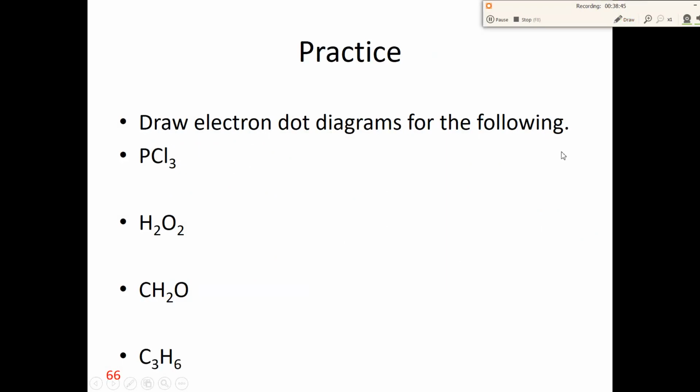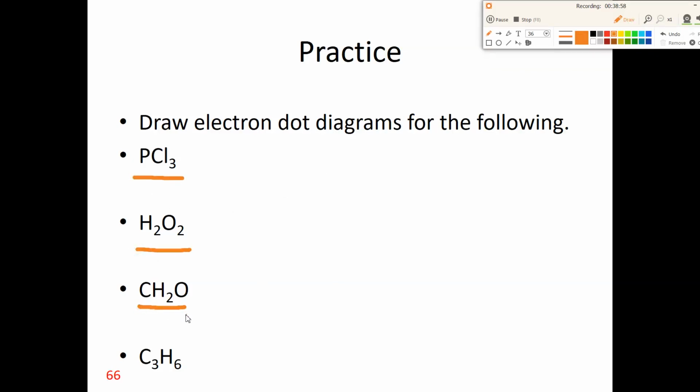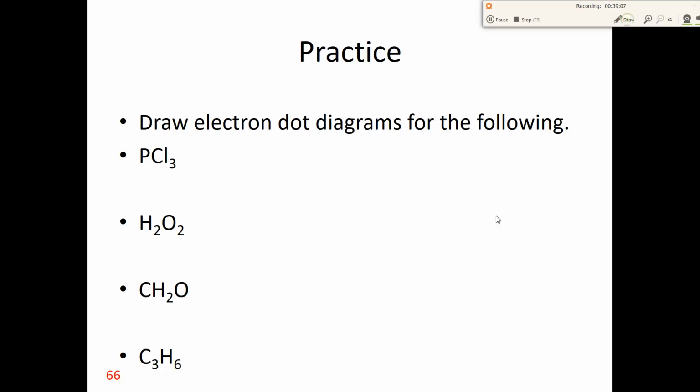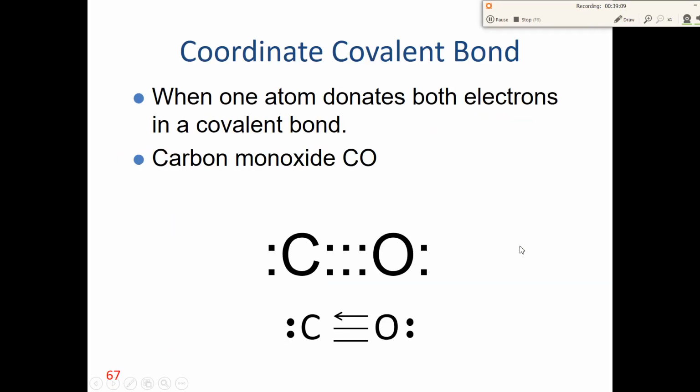Right, here are some practice problems. When you take notes, you need to do those practice problems in your notebook when you send your notes to me. Just do those in your notes. Try to do the practice of those.